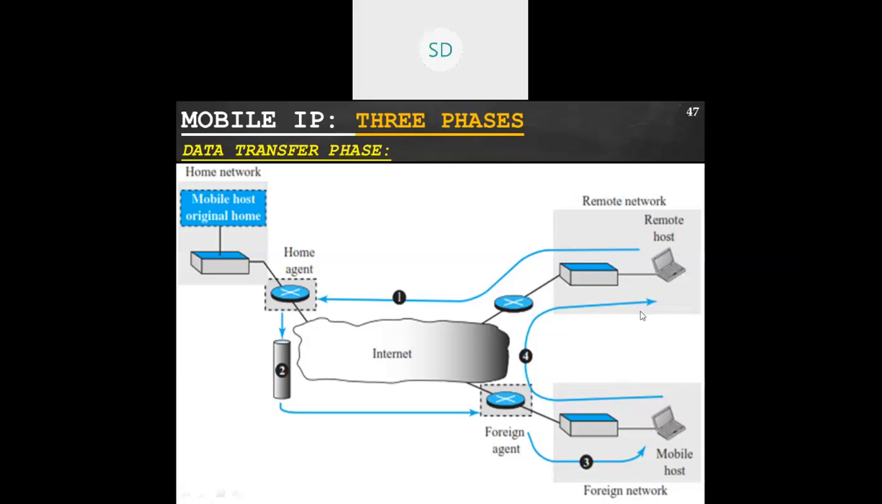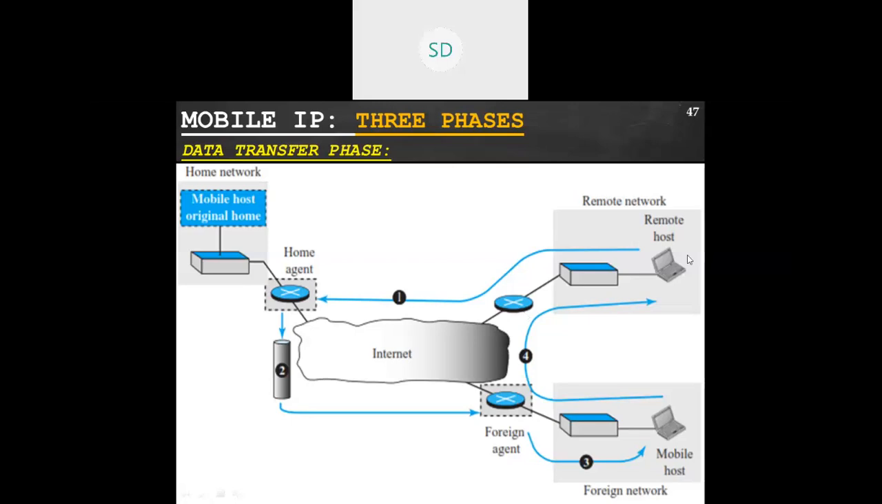in this data transfer from the mobile host to the remote host, the source address will be the mobile host address, and the destination address is nothing but the remote host address. So directly from the foreign agent itself, it can send to the remote host router and to the remote host directly. So again sending to the home agent is not required.